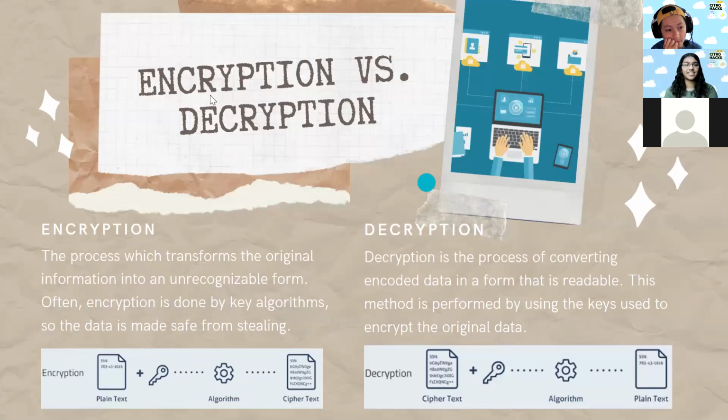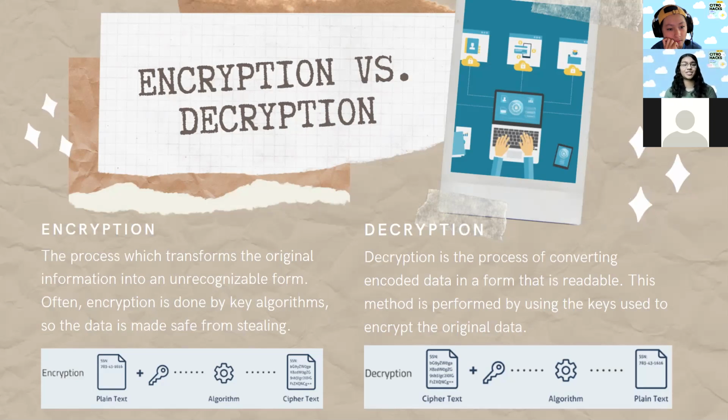All right, so the main two topics of cybersecurity revolve around encryption and decryption. Encryption is a process in which you transfer the original information into an unrecognizable form. Often encryption is done by key algorithms, so the data is safe from stealing. We're going to hear this word key a lot. A key is basically that specific number, that specific algorithm that you use in order to both encrypt plain text into a ciphertext or to decrypt it.